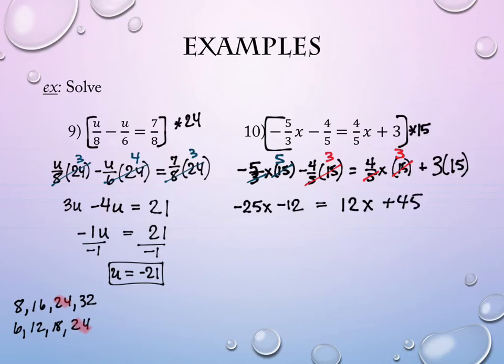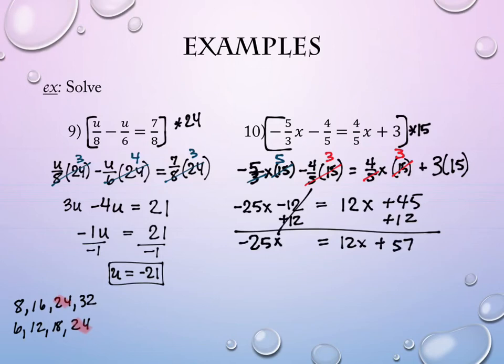All right. Now the problem looks like some of the earlier ones we did. What do we do? Add 12. Okay, we're going to add 12. We can do that. We have options at this point. We have a couple things we could do. Add 12 is one of them. So if negative 25x plus 12 equals 12x plus 12, these add to 0, plus 57. Now what?